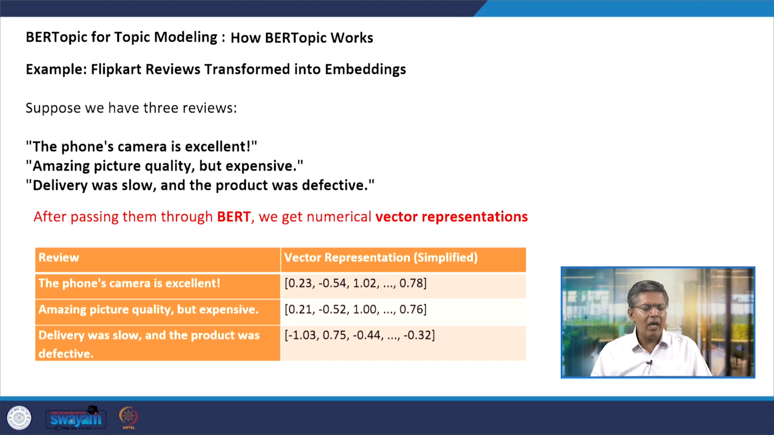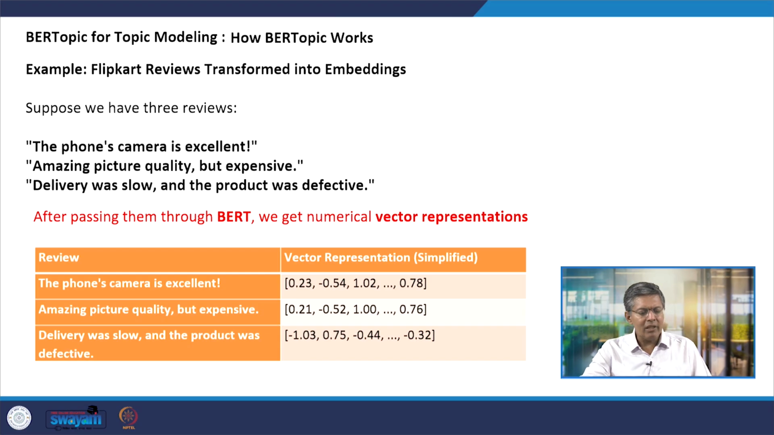For example, how it works? Example, Flipkart reviews transformed into embeddings. Suppose we have 3 reviews here. The first review is saying the phone's camera is excellent. Second is saying amazing picture quality but expensive. The picture quality is amazing, but it is expensive. The third one says that delivery was slow and the product was defective.